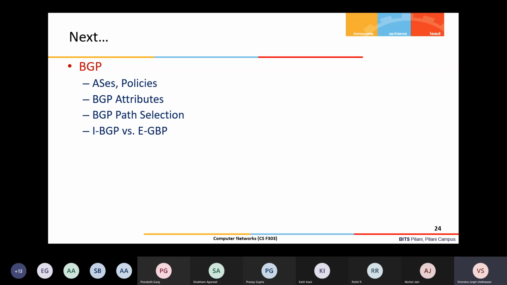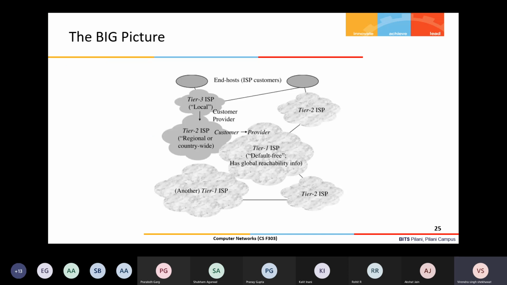So that we will discuss, and the next is that we'll discuss BGP. Don't worry right now, we'll cover these things with respect to BGP. We'll do it one by one. So first look at this. This is a big picture, in the sense this is how your internet is.